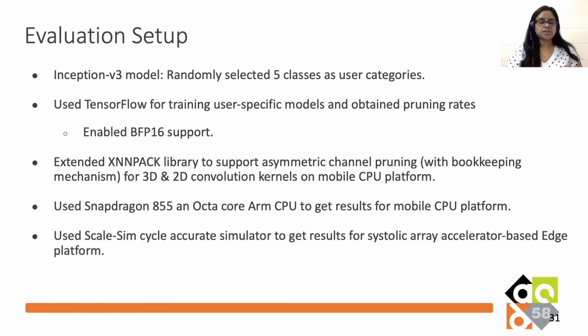For our evaluation setup, we have the Inception V3 model and we randomly select 5 categories as user classes. We use TensorFlow to train the user-specific model. We extended the XNNPACK library for optimized SIMD implementation and ran our experiments on Snapdragon 855, which is a state-of-the-art octa-core mobile CPU. HTPU results are based on a cycle-accurate SCALE-Sim simulator.